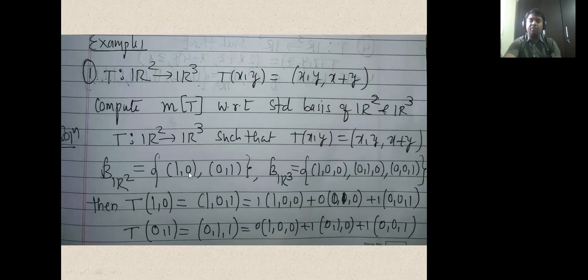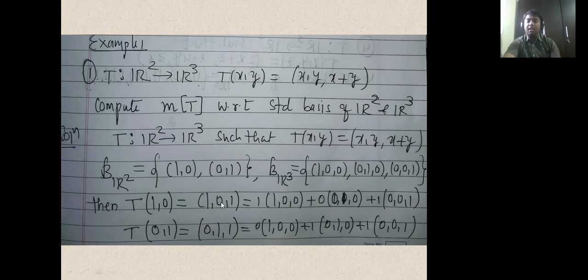Okay, so T of V1, that is T of (1, 0). Our definition of T is this. So substitute x as 1 and y as 0, and get that vector. That vector is (1, 0, 1). Next, T of V2, that is (0, 1). T of (0, 1), by using the definition, you will get (0, 1, 1).